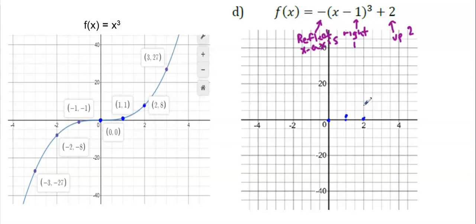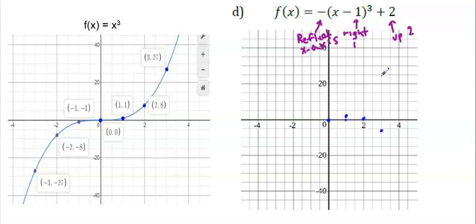So at 2, 8, I'll start by moving to the right 1, reflect over the x-axis. So right now I'm at a y coordinate of negative 8, and then I'll move up 2 to be at a y coordinate of negative 6. Then 3, 27.